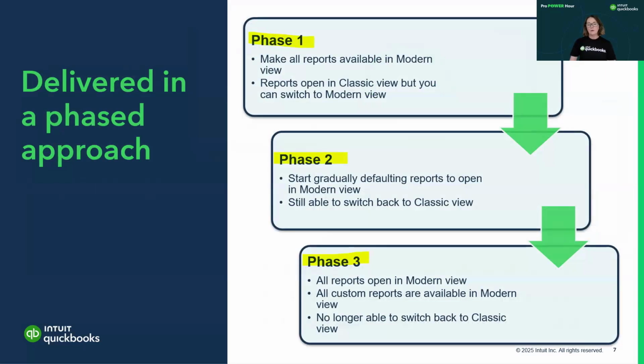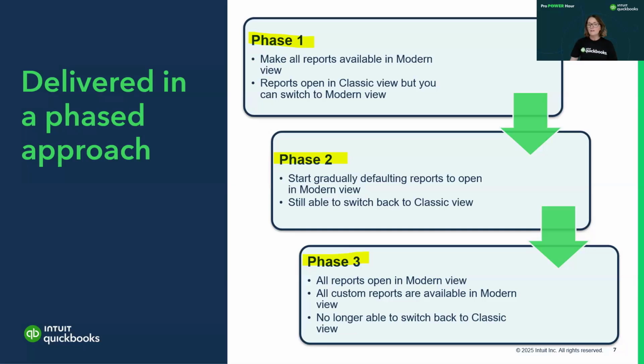So when we look at the upgrade process to move from the Classic View platform to the Modern View platform, the project is being rolled out in fundamentally 3 phases. Now, the first phase relates to making all of the reports you have available today in Classic View also available in the new Modern View format. So in this phase, when you open a report, it will open in Classic View, but with the click of a button, you can easily view and customize the report in Modern View.